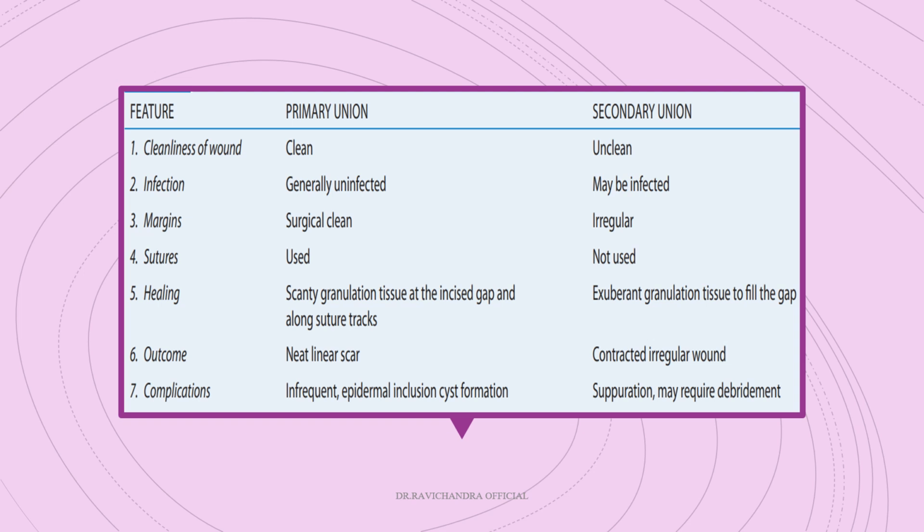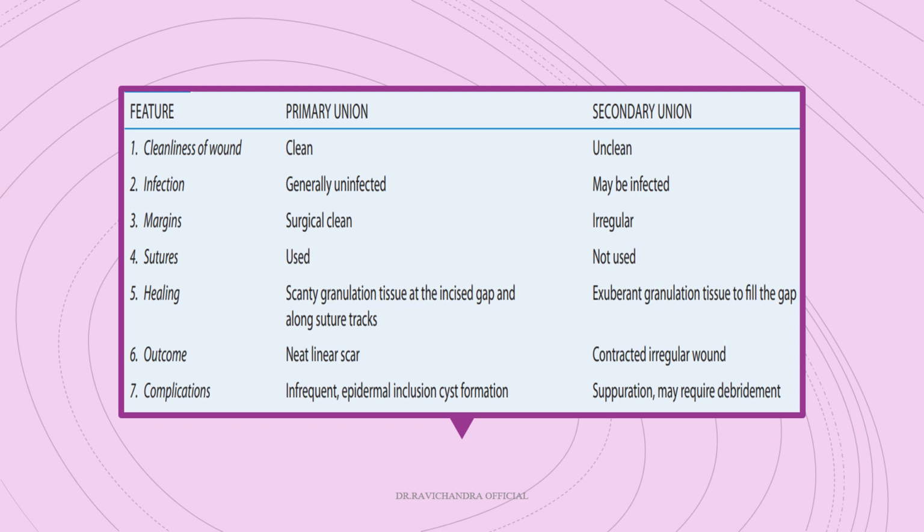What are the differences between a primary union and a secondary union? There will be 7 differentiating points between a primary union and secondary union. This question can be asked for a 3 marks question. First, cleanliness of the wound. As I said, primary union is seen between the opposite edges. That is, the wound will be very clean, whereas secondary union will have unopposed edges, so unclean.